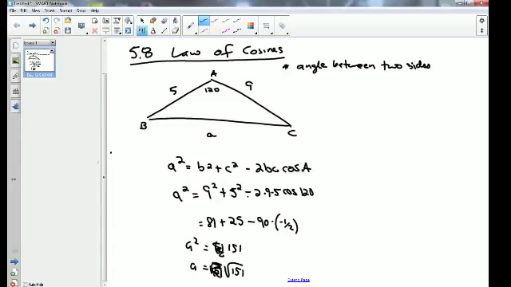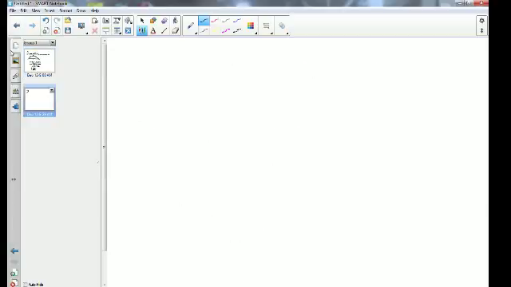Okay. Do you want me to show you an example where we find an angle measure? Yeah. Okay, I will. Okay, let's say that... Which angle do we want to find the measure of? Angle B. B, okay. So calculate the measurement of angle B, right?